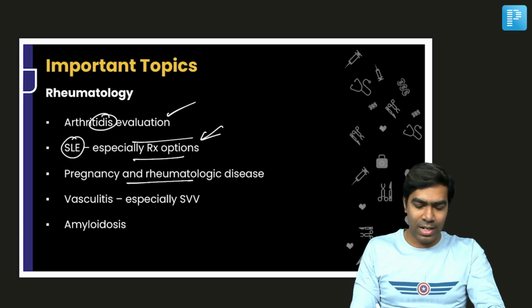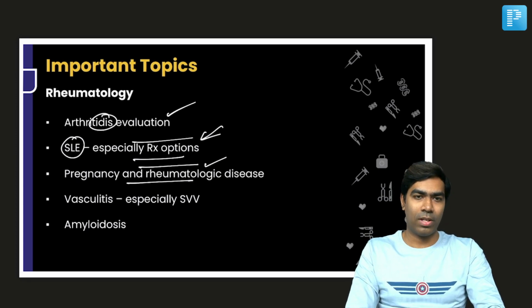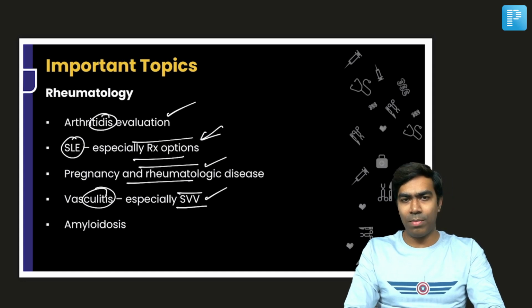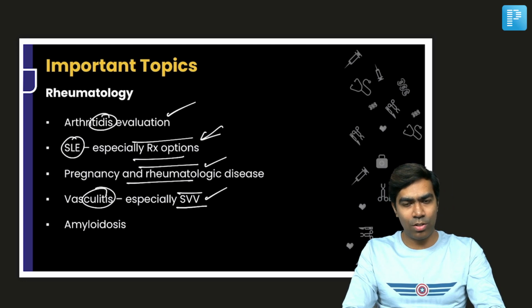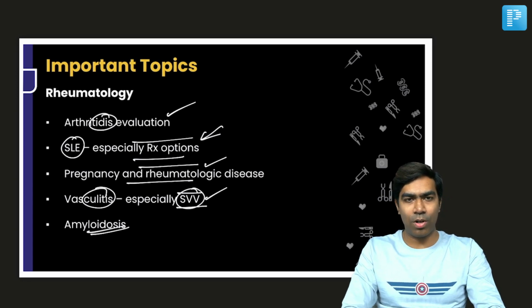And the pregnancy and its impact on rheumatological and cardiac disease, both are extremely important. When it comes to vasculitis, the small vessel vasculitis part is extremely important for exams, even though you can get questions on large and medium vessel vasculitis also, but if you want to concentrate on one area, you have to concentrate on the small vessel vasculitis part. And amyloidosis, again, that's a very, very important topic because there have been many new drugs that have been approved for amyloidosis in the recent past. That's why it's important.